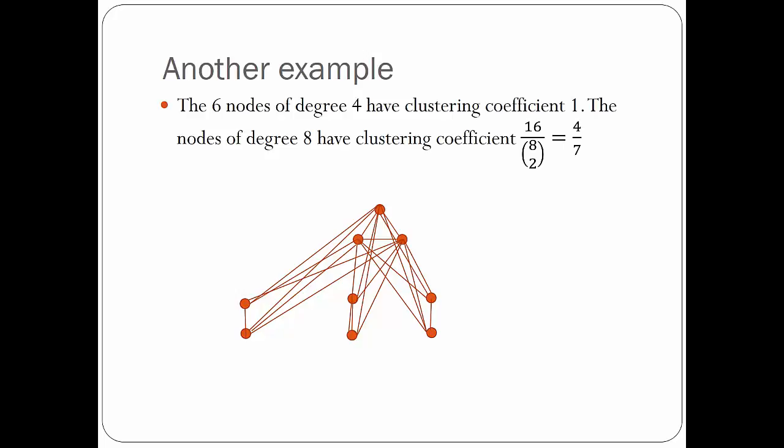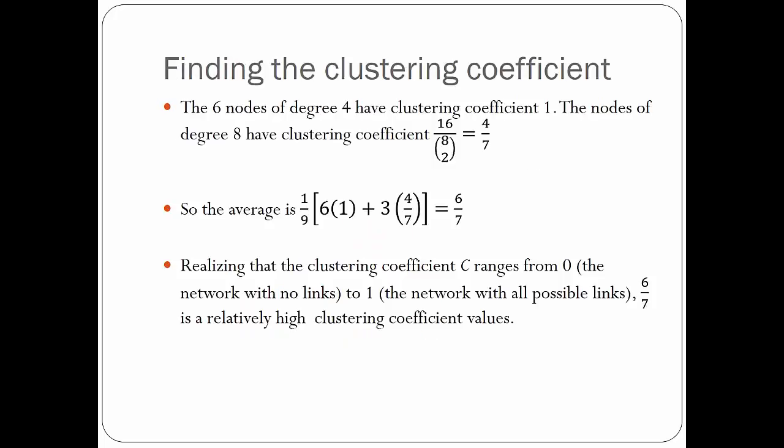Now, what is the average? Since there are 6 nodes with clustering coefficient 1, and there are 3 nodes with clustering coefficient 4/7, we'll find that sum and divide by 9, because there are 9 nodes all total. And so this expression reduces to 6/7, so the average is relatively high. And that's because all of the nodes on the periphery had clustering coefficient 1.